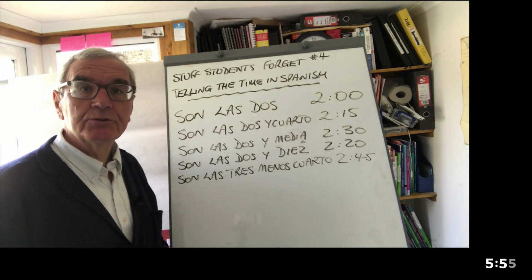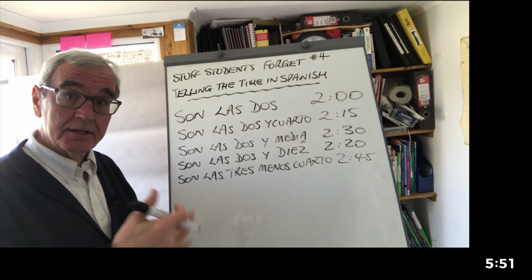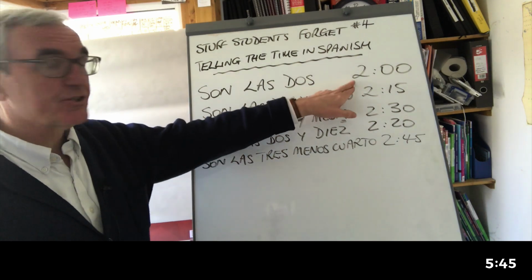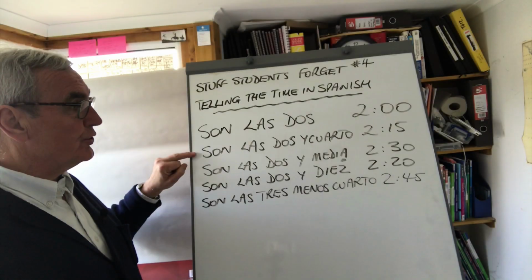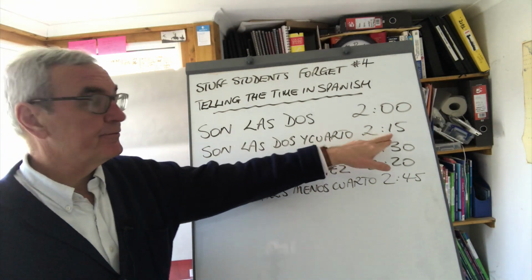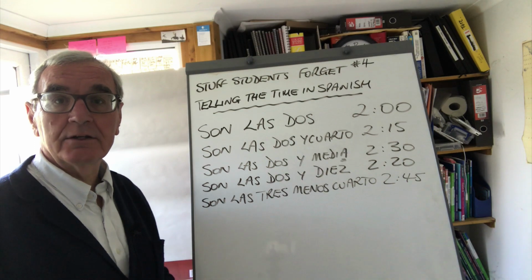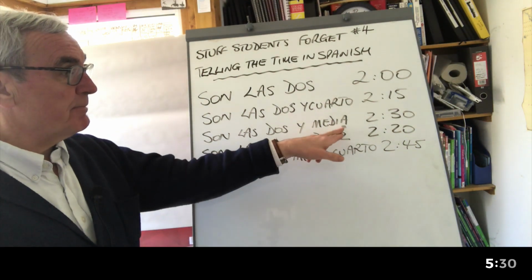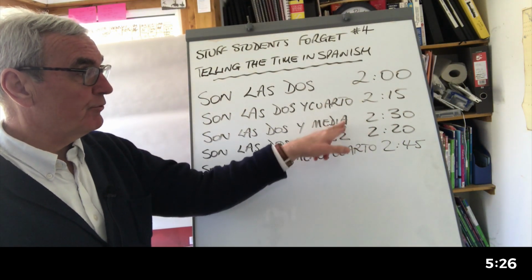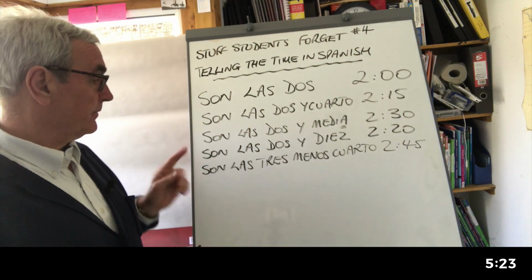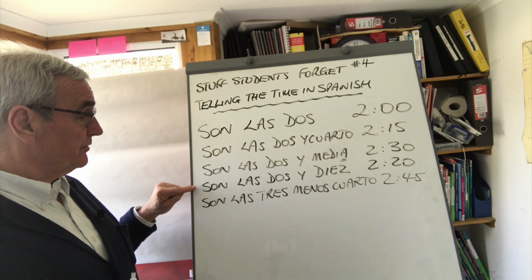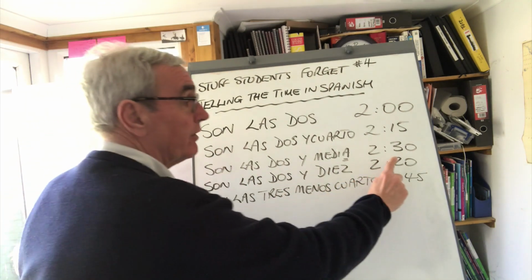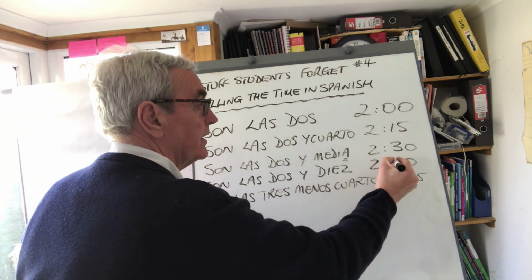So let's move on now to using son. We've just used es. We're now going to use son. Son las 2. It's 2 o'clock. Son las 2:15. Our friend cuarto again. Not cuatro, cuarto. Son las 2:30. Same as before, the A on media. Another different example from the one I've just done. Son las 2:10. It's 2, and notice the deliberate error. This is not 2:20, this is 2:10.